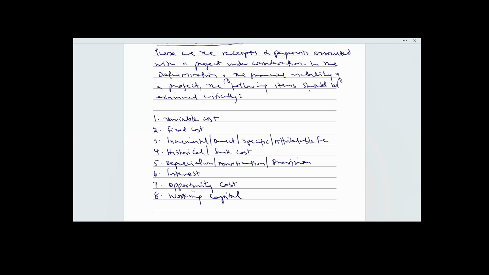Interest is the actual amount paid on the loan borrowed, or you can say interest is the compensation required by the providers of debt capital. All right. So the absolute amount of interest is irrelevant and should be ignored. I repeat, the absolute amount of interest is irrelevant and should be ignored. Why? Because the cost of capital that will be used to discount the future cash flows already included interest.